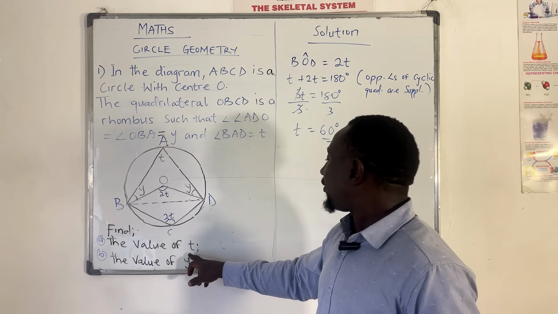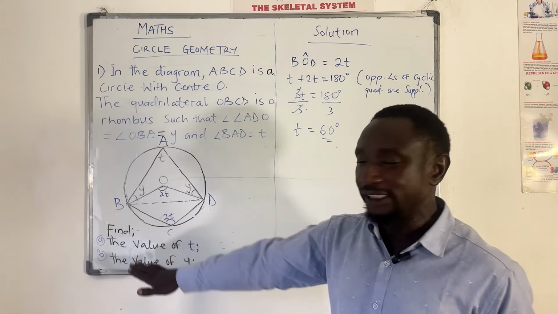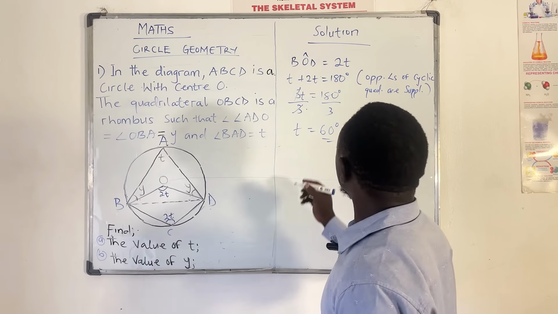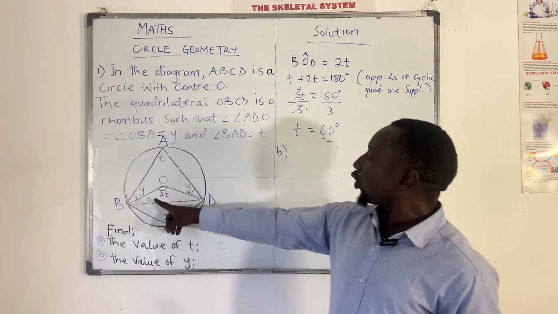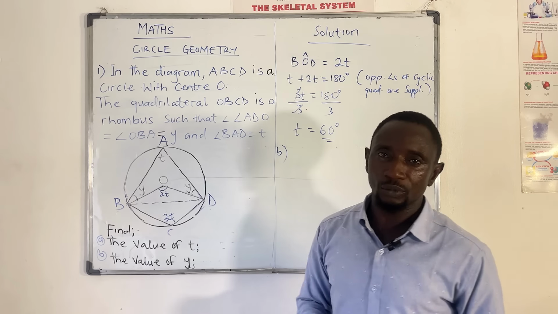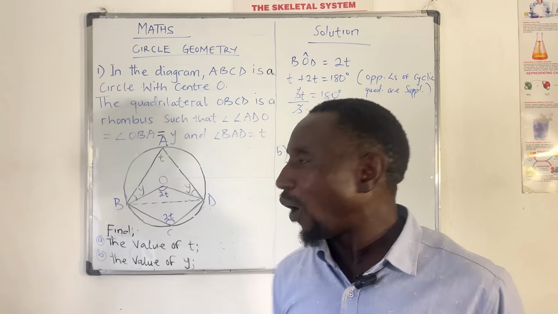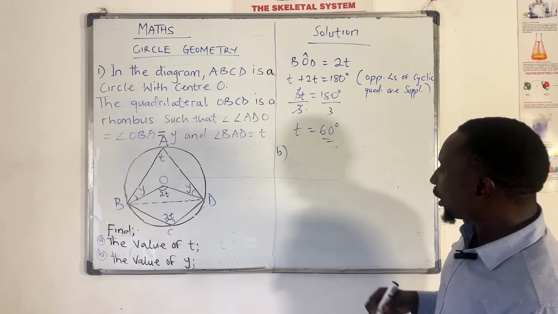Now, if we have our T, now we found the value of T. Now let's look at B. Now we go to B. In B, they want us to find the value of Y. So how may we find the value of Y? Now, quickly, let's look here.